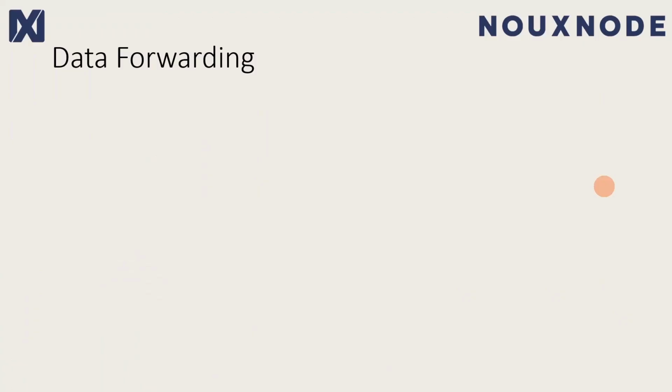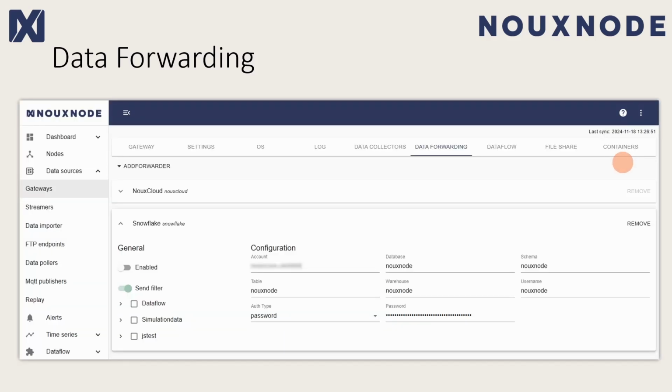Okay, that was the theory of data forwarding, and now in practice this is what it looks like. So we are under gateways, and viewing one gateway. You see here that we have a tab for data collectors, and in a similar way we have a tab for data forwarding. And here you can see an example of Snowflake. These are the parameters that you can use to connect to Snowflake.